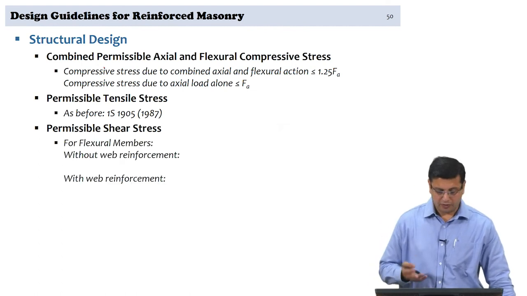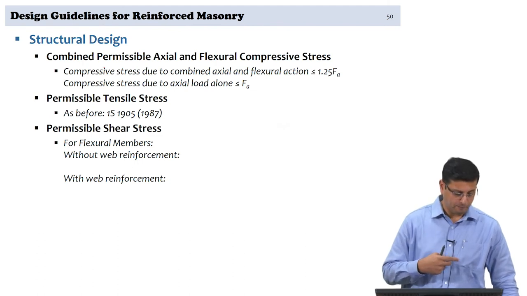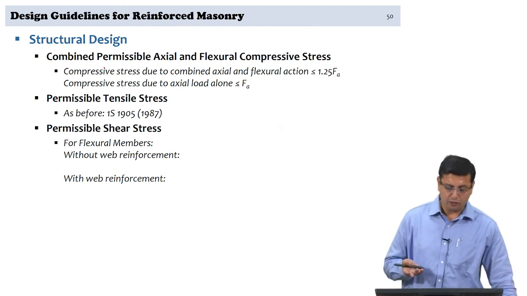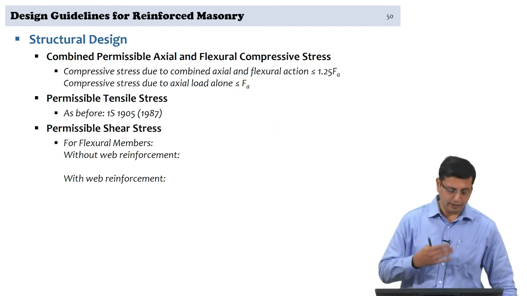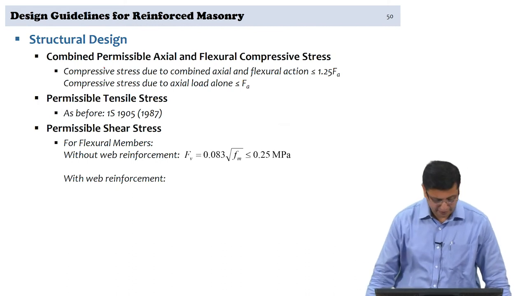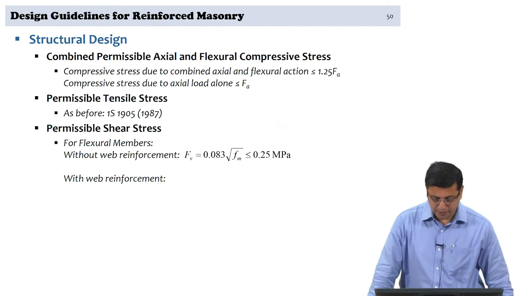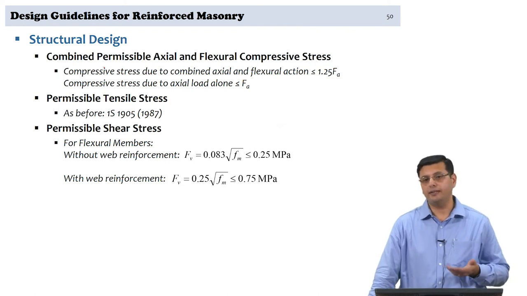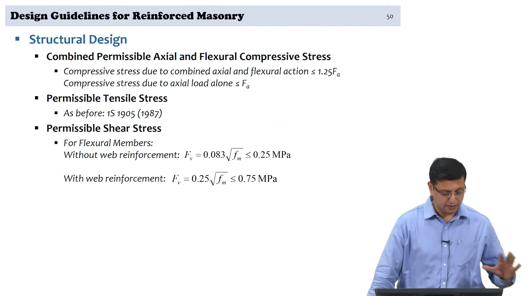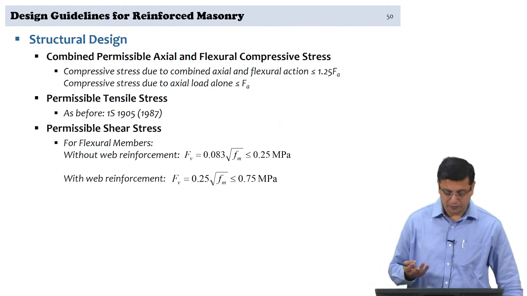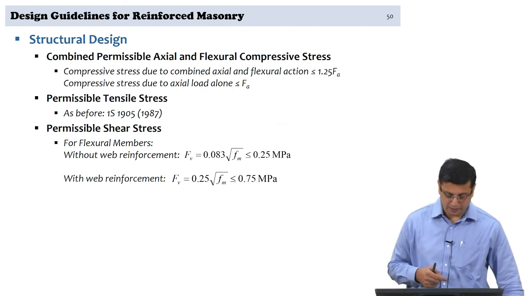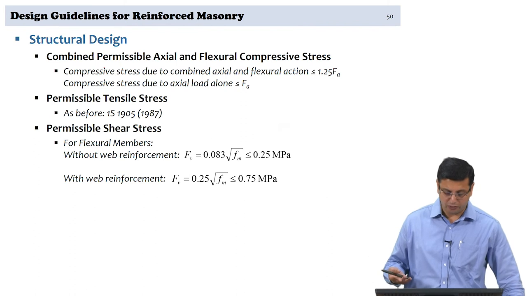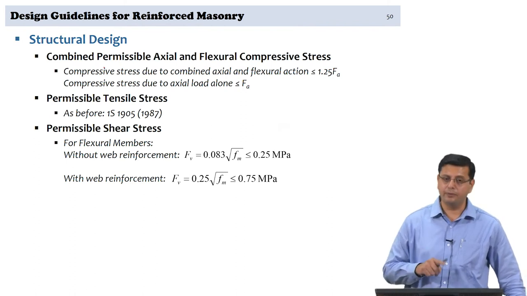For flexural members, so if you are looking at out of plane bending of walls, or if you are looking at reinforced beams, whether you are placing web reinforcement or not placing web reinforcement to take care of shear, the limiting values of shear stresses are prescribed, the one with web shear reinforcement being higher. The value varies as the square root of the compressive strength of masonry, which is how the shear strength varies with the compressive strength of masonry itself. So, you have limiting values up to 0.25 MPa without web shear reinforcement and up to 0.75 MPa of shear stress for flexural members with web shear reinforcement.